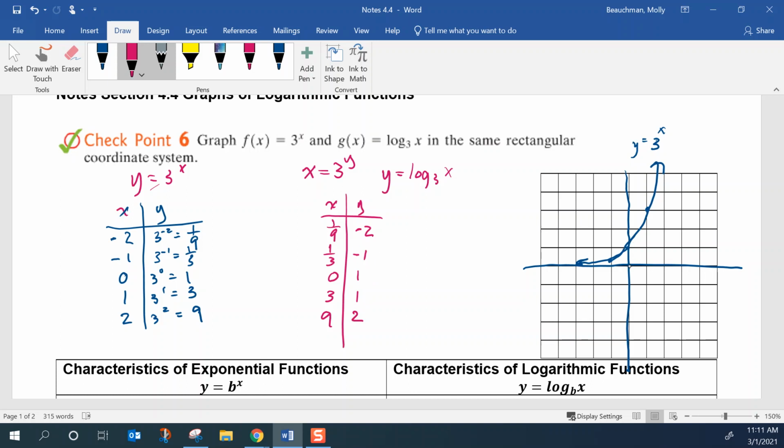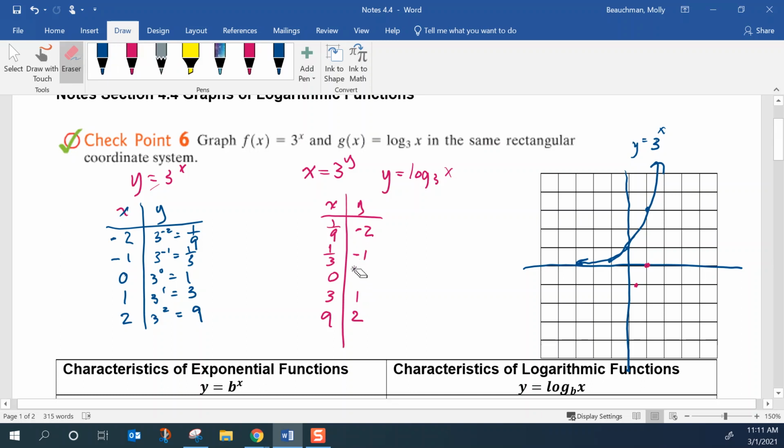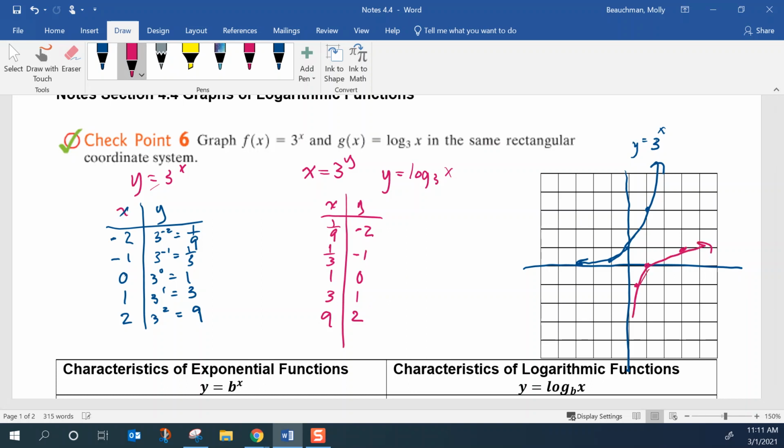What does that mean with the graph? Well, now we get 1/3, negative 1, 1, 0, 3, 1. And when we connect, notice that these two graphs definitely are reflections of each other over the line y equals x. They are inverses of each other.